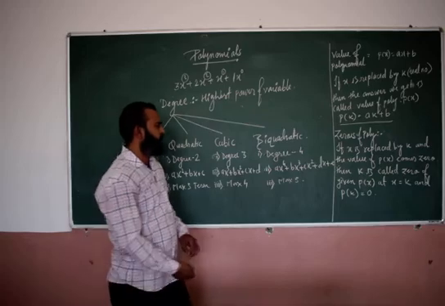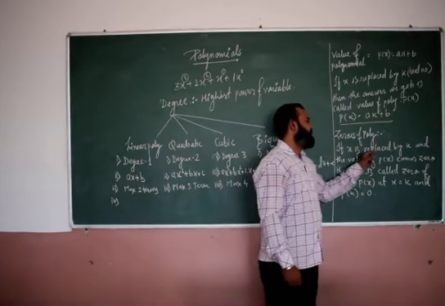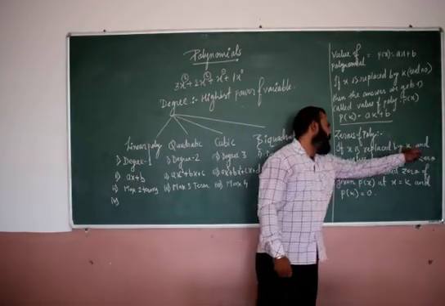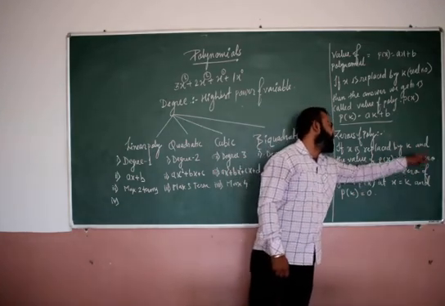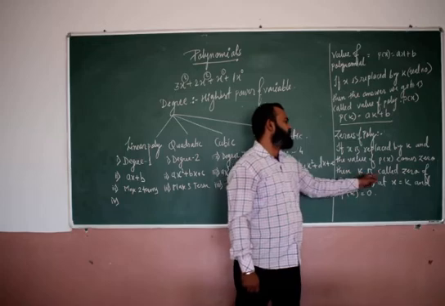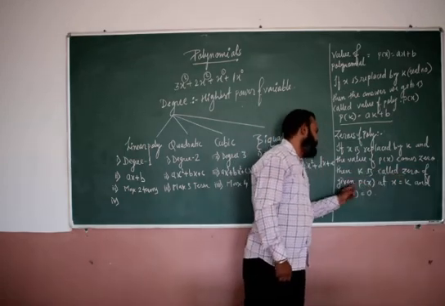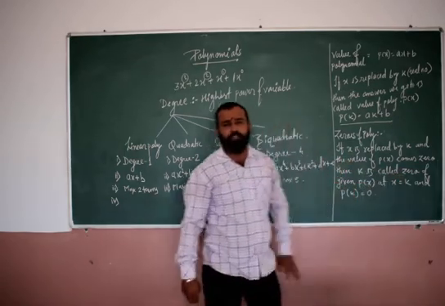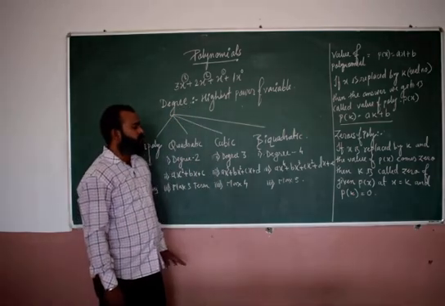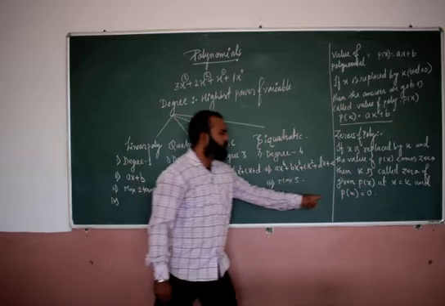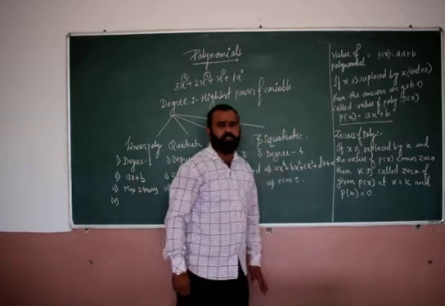So what have I given here? If x is replaced by k and the value of p of x becomes 0, then k is called a zero of the given polynomial at x equals k, where k is any real number. Okay? If you write this, p of k equals 0.